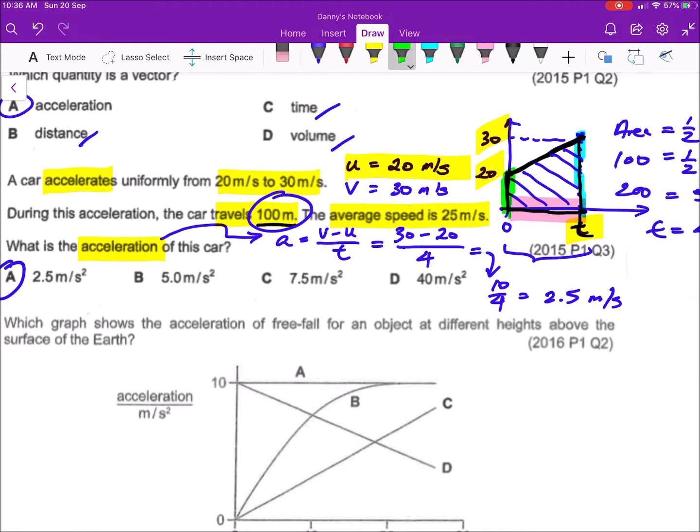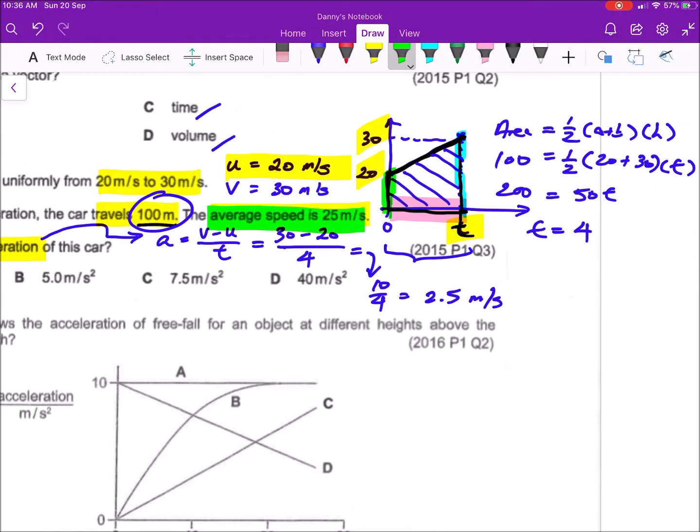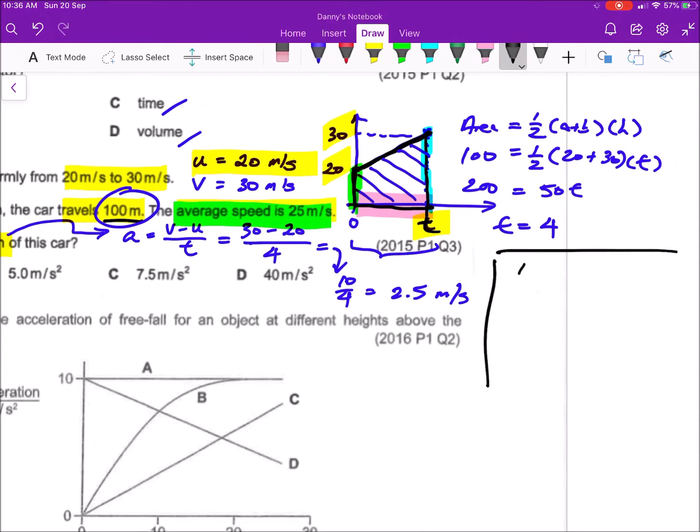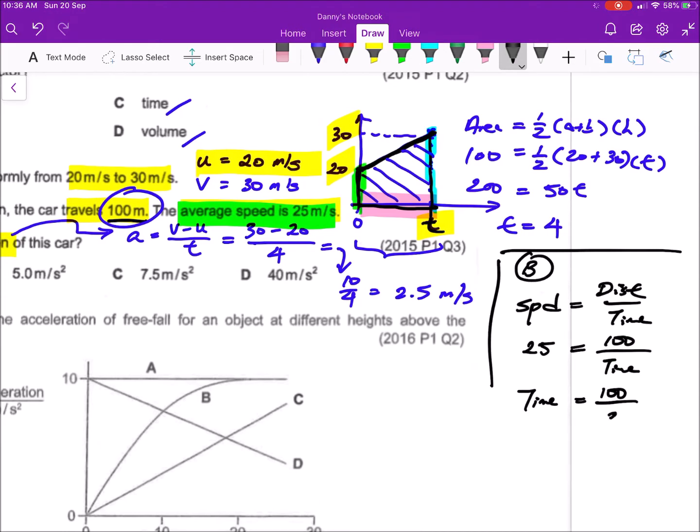Now on second thought, I realized that I have not used this value, and I realized that actually I do not need to draw a graph like that. I can actually make use of average speed. So I can have plan B. I will use my average speed, which is equal to distance over time, right? So my average speed is 25, my distance traveled is 100, and then I want to find the time. So if I do that, I could find the time using this method rather than drawing a graph. So 100 divided by 25, let me get my calculator, it would be 4.